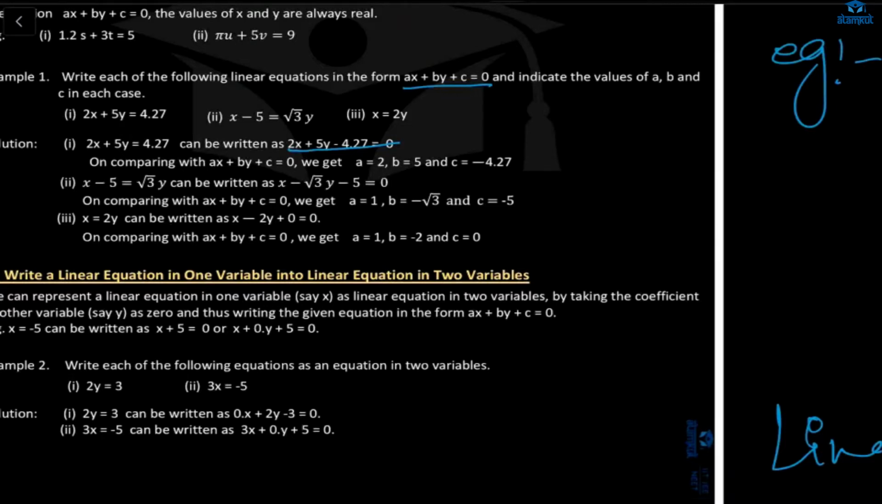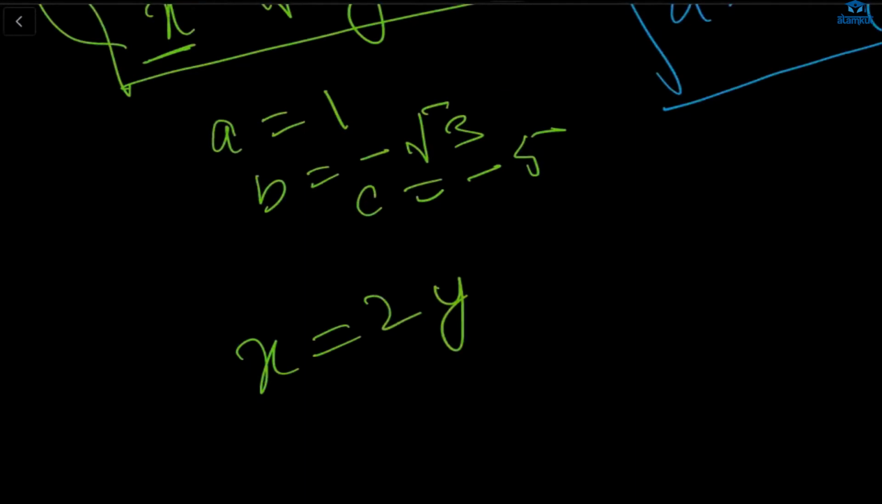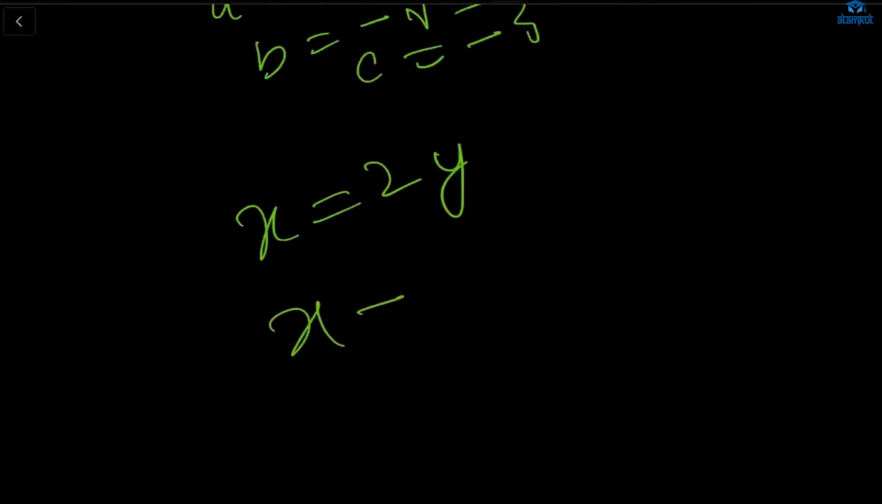First, we'll have to bring 2y to the left hand side. I'm writing here. You tell me. X is equal to 2y. So I think you are telling me x minus 2y will be there. Yes, ma'am. And you can write here plus 0.